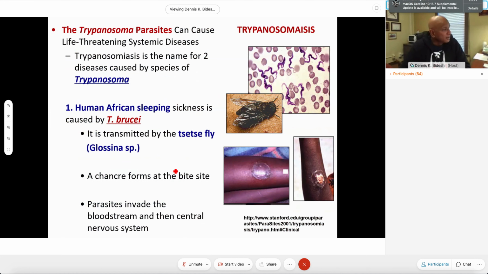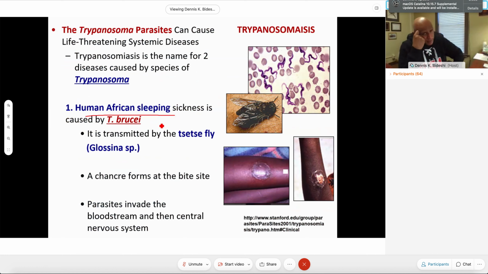Now, next on the list is the one that causes African sleeping sickness. And again, a few of you actually presented this in your lab sections. So the parasite that causes this is Trypanosoma brucei. Right over here, there are two major subspecies. I'm going to mention them in a bit.